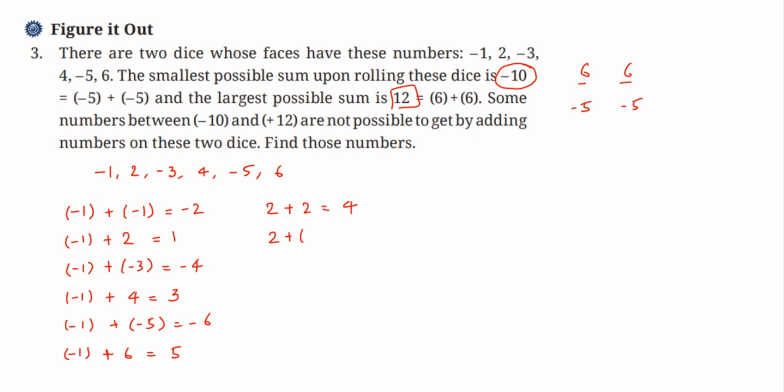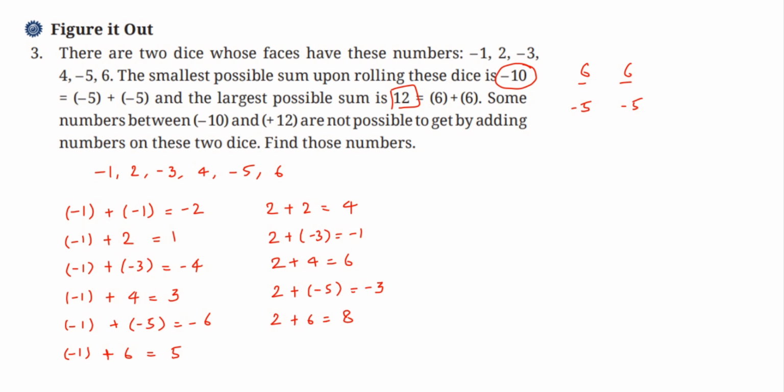So 2 plus -3 is -1. Then 2 plus 4 is 6. Then 2 plus -5 is -3. Then 2 plus 6 is equal to 8. So we got these numbers. Next, I think no number is missed out here.